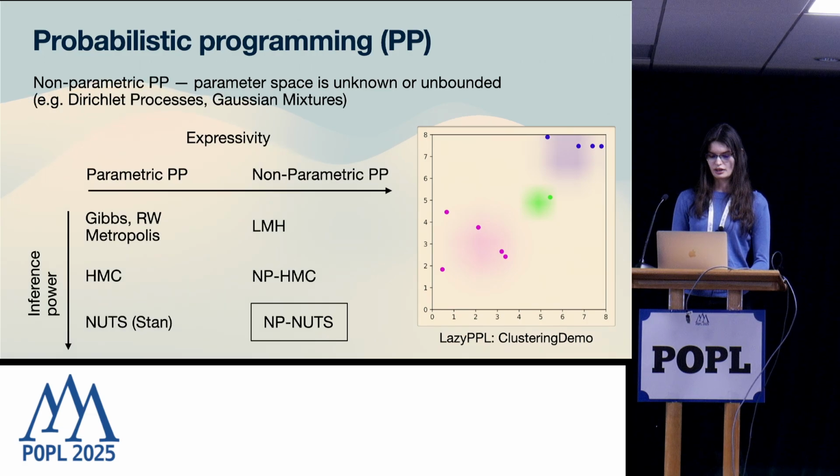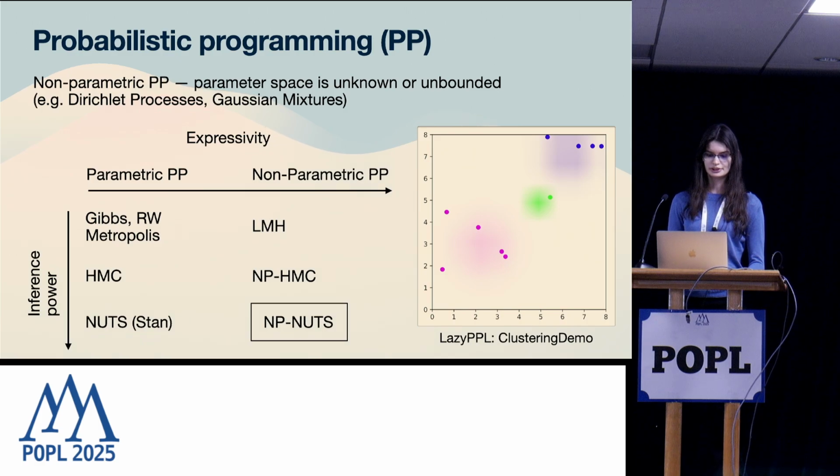And our focus is on Markov chain Monte Carlo methods, which estimate complex probability distributions by generating a sequence of samples through a Markov chain. And these distributions are usually defined on an infinite sample space. So our algorithm, non-parametric NUTS, is going to bring together two very different axes of development in probabilistic programming.